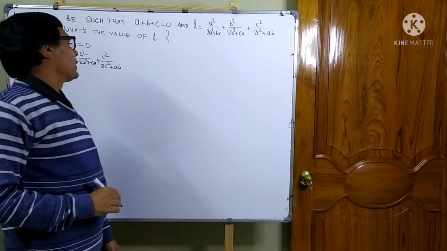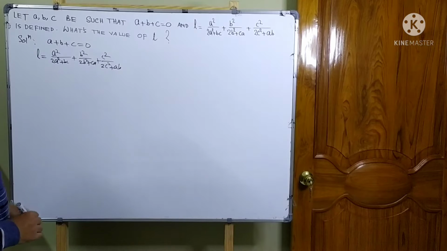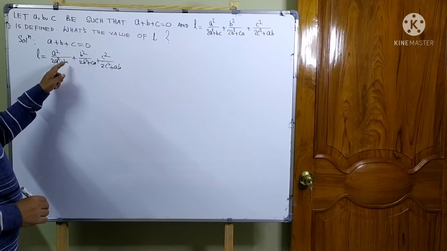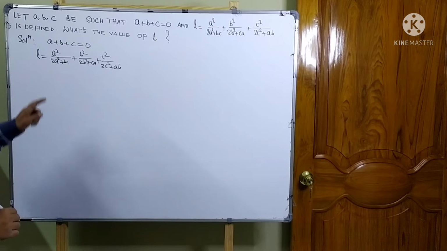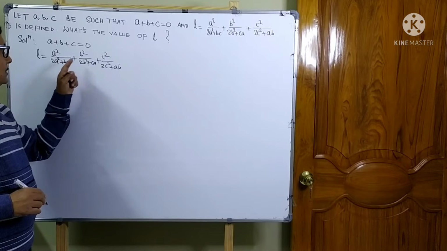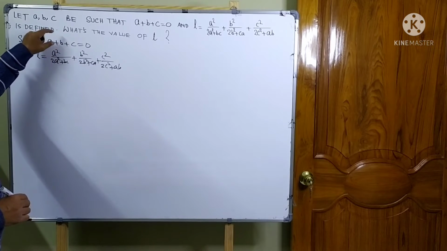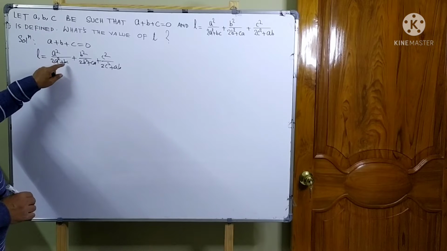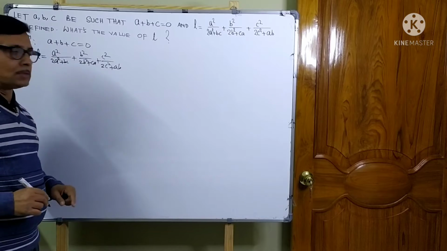Now for our convenience, we can put the values of bc, ca and ab in terms of a, b, c. From this relation we can get the values of bc, ca and ab in terms of a, b, c.